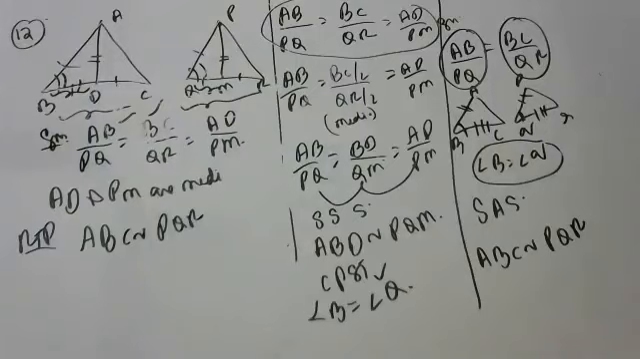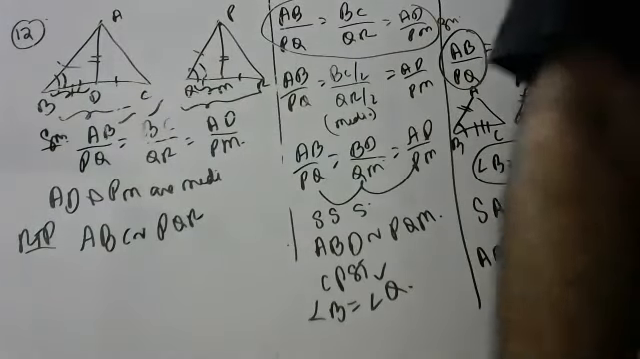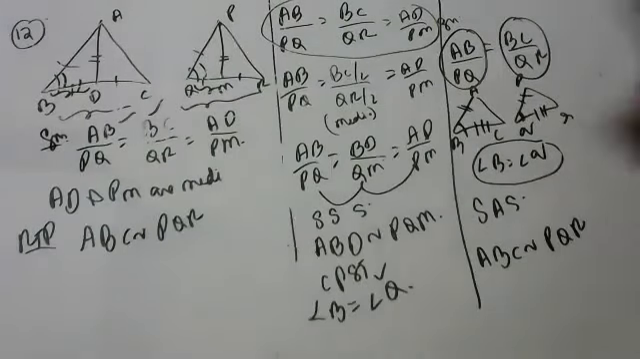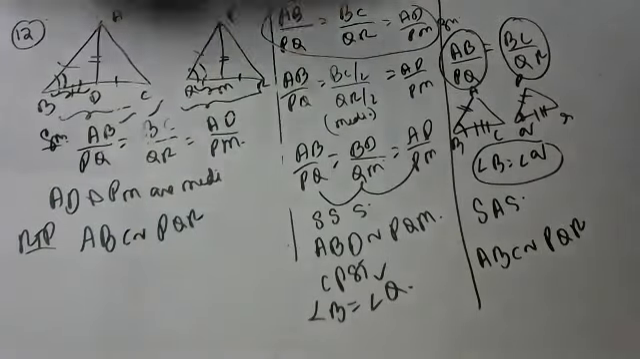SAS similarity is a very, very important section. Okay, this is the 12th sum. I hope all of you understood. Please concentrate, children. Practice 3-4 times, then you will get it. The more you practice, the more perfect you become. If not, you will start saying that triangles is a very tough lesson. Why? Because we don't practice.